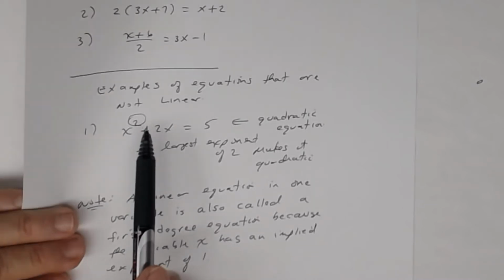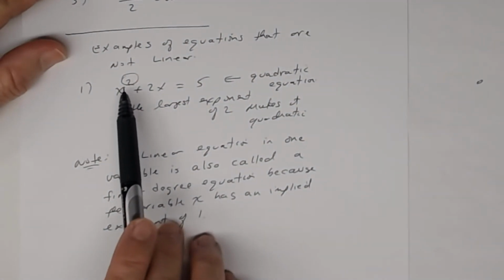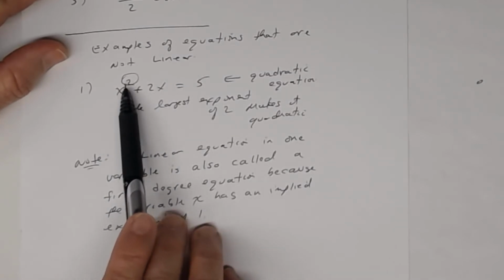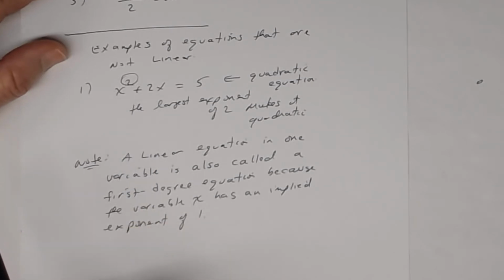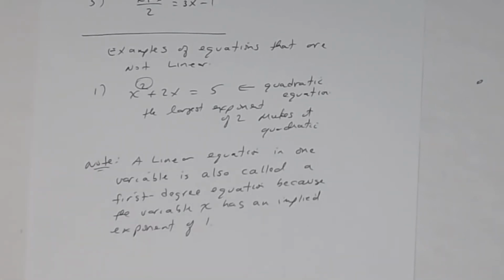Here, this is not linear. This would be quadratic, because not all the variables have exponent 1. This one is 2. So in a quadratic equation, the largest exponent will be 2. Okay? All right. So now let's look at this idea next.